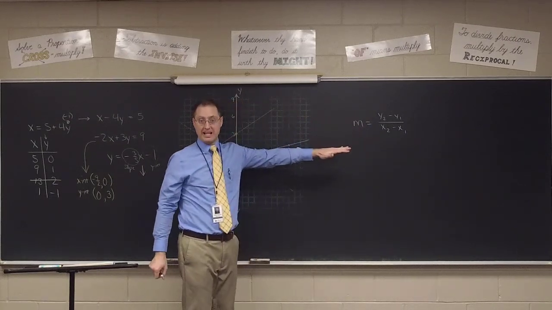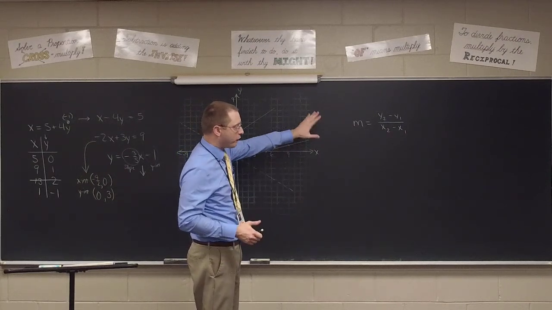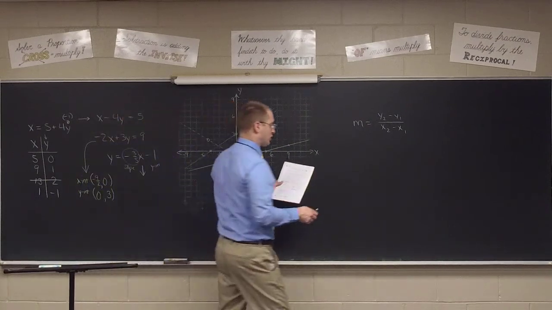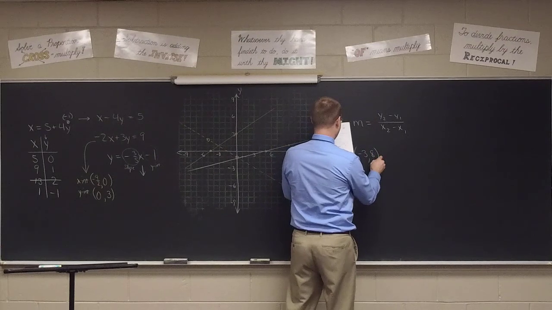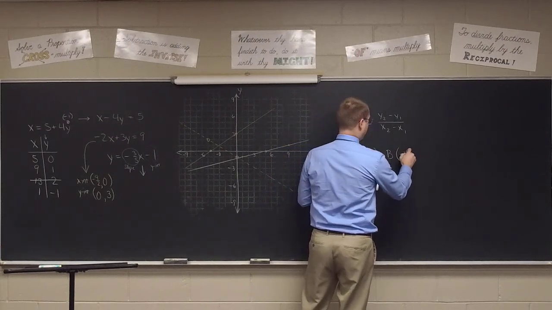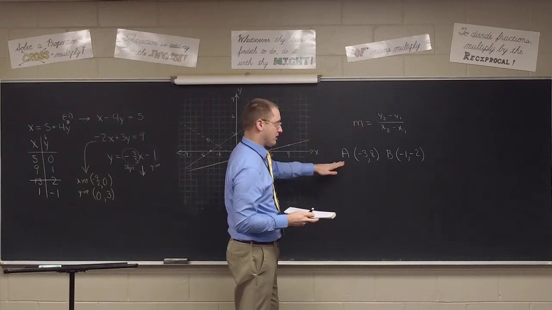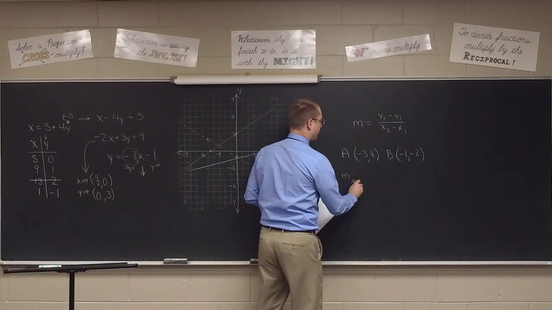Slope-intercept form is a format. It's a layout. It's the way something looks for an equation. This is our formula for slope. So let's suppose I gave you a point. Let's just call it A. And point A is (-3, 8). Suppose I gave you a point B, and I told you point B is (-1, -2). Instead of plotting them and connecting the dots, I simply want you to find the slope of AB.